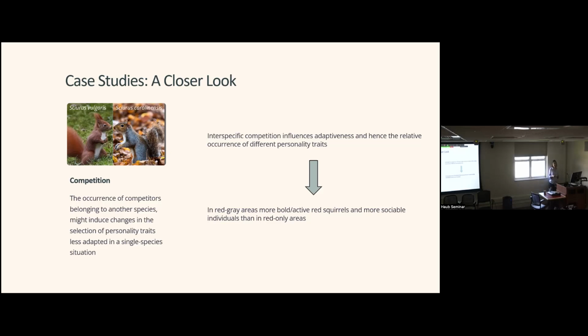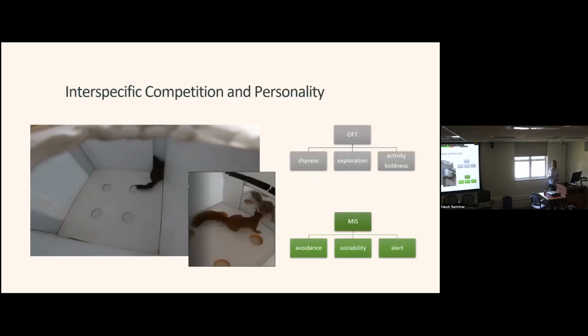And as a result, our hypothesis was that when the native squirrel was in co-occurrence with the invasive squirrels, we would expect the red squirrels to be bolder, to be more active, and also to be more social. And so what we did in this case, we did a direct measurement of personality.